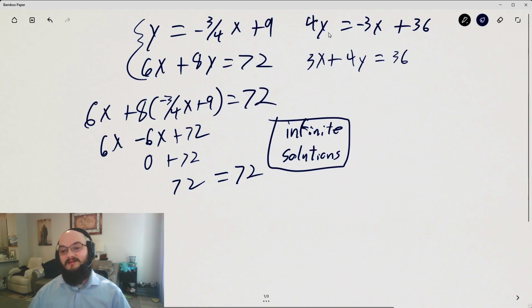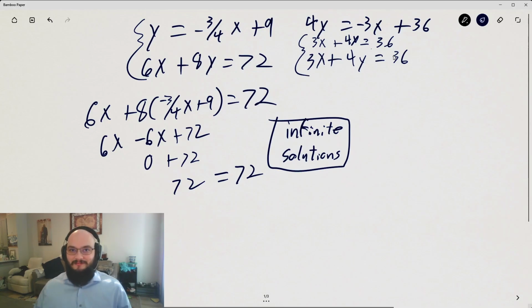When we add 3x to both sides on our top equation, our 4y will stay the same. This 3x becomes positive, is equal to the 36 that's left over here. Since these two equations are the same thing, that means there's going to be infinite solutions. Whatever we plug into the top equation to make it work will also work for the bottom equation because it's the same thing. That is a way you can figure out if a system has infinite solutions, if the top equation and the bottom equation both are the same equations.